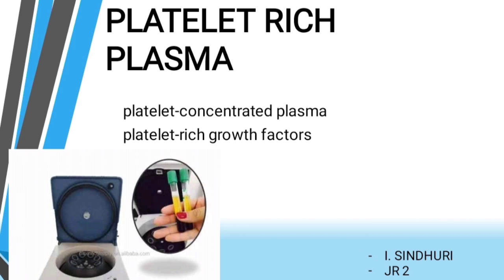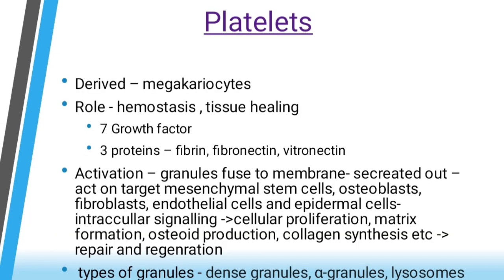Today my topic is platelet rich plasma, also known as platelet concentrated plasma or platelet rich growth factors. The precursor cells of platelets are megakaryocytes, and the role of platelets is hemostasis and tissue healing. Almost 7 growth factors are present in platelets, and 3 proteins, mainly fibrin, fibronectin and vitronectin, are present.